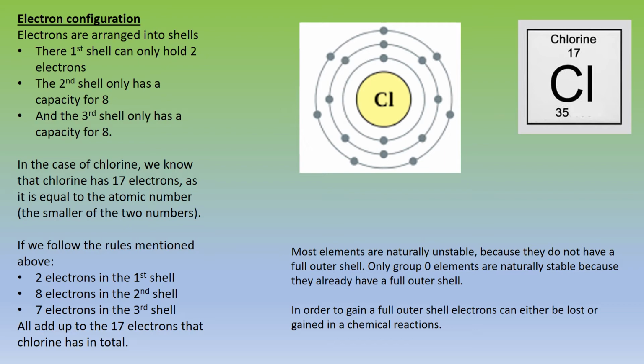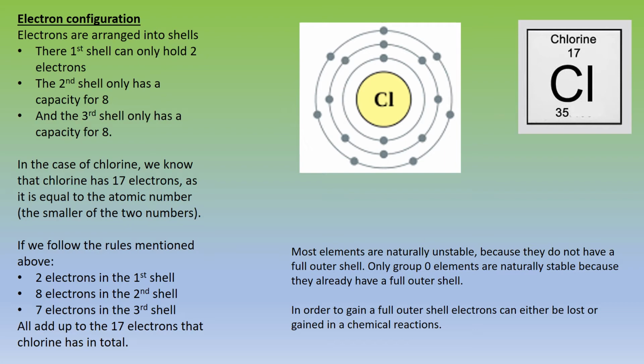Okay, now I've given chlorine as an example. I've got the electron configuration there with the dots, and I've also got the card that you would find on the periodic table, right? The number 35 and the number 17. Okay, now in the case of chlorine, we know that there are 17 electrons. That is always equal to the smaller of the 2 numbers, the atomic number.